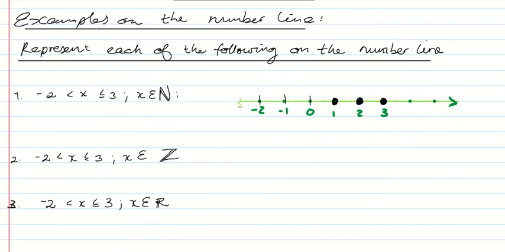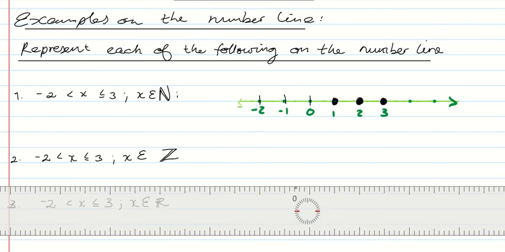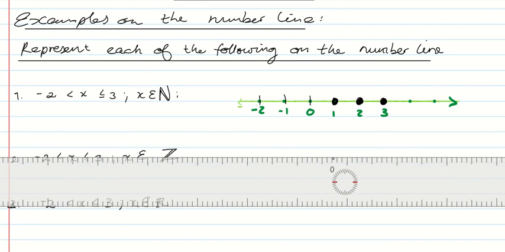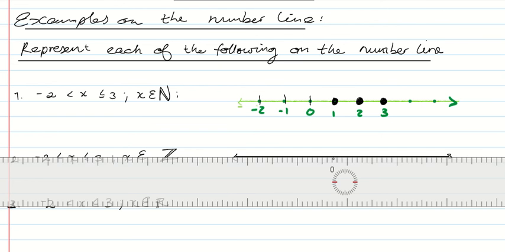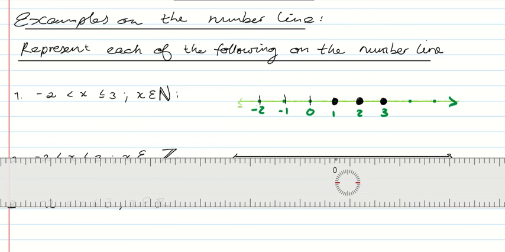The next one says x element of integers. All right. I'm reading it from the back now, but x is less than or equal to 3 but greater than -2. Once again, I'm going to start with my ruler. I take my ruler, I go and I draw a line in pencil, okay, and then I fill in my 2 arrows.